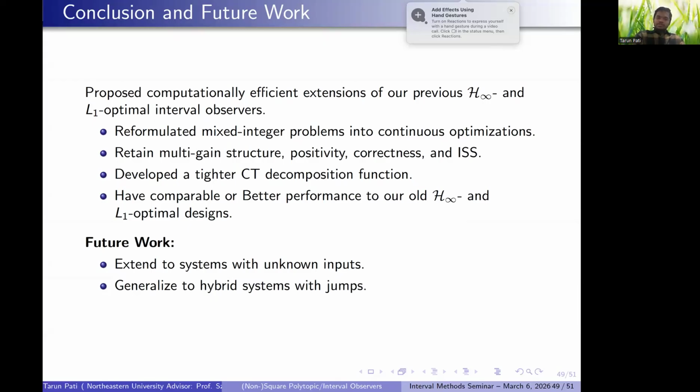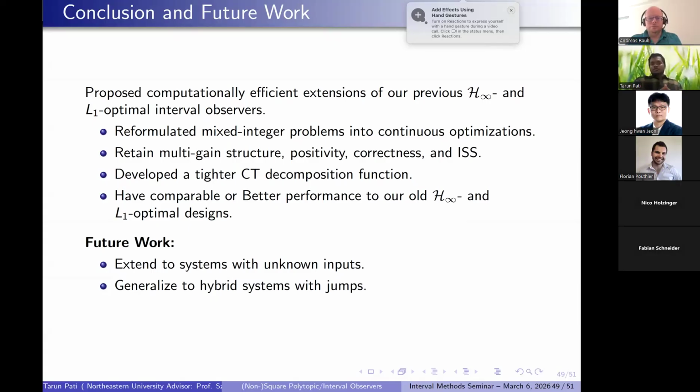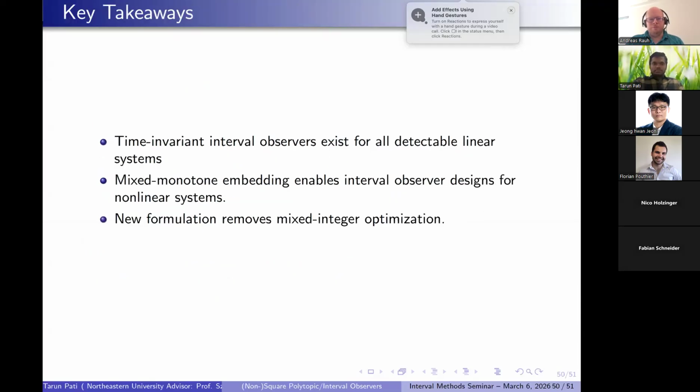And for future work, we want to extend these to systems with unknown inputs. As I've said, in both these works, we assume that the inputs are known at any given time t, and we want to extend both these works to systems with unknown inputs, as well as generalize to hybrid systems with jumps.